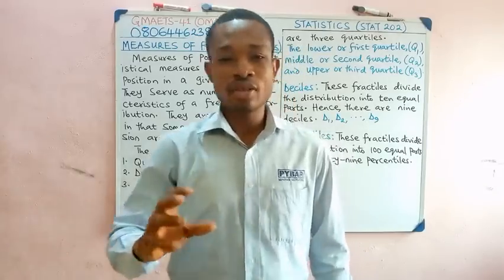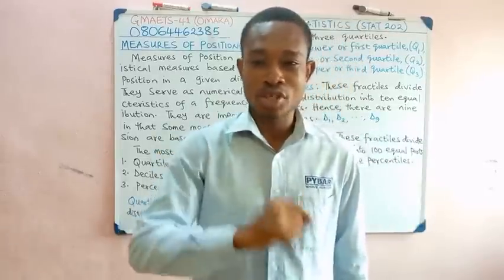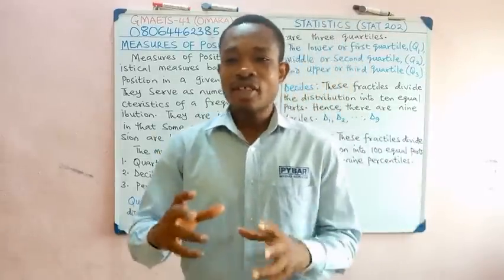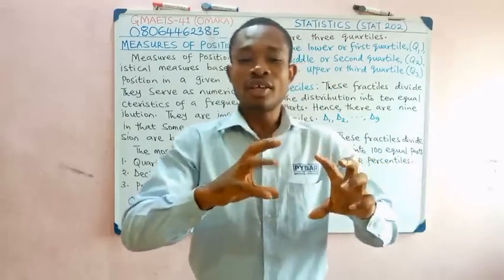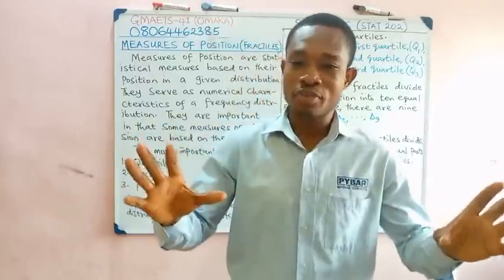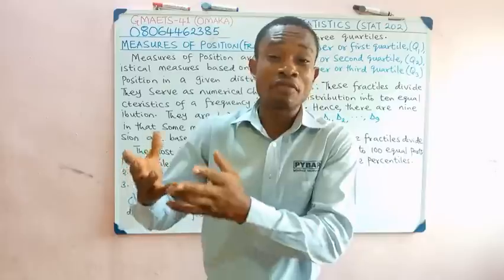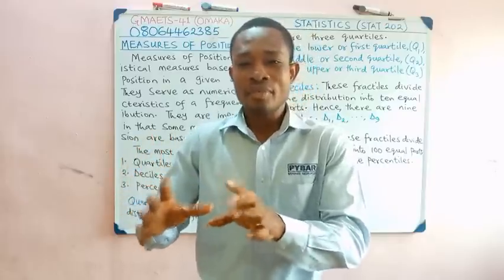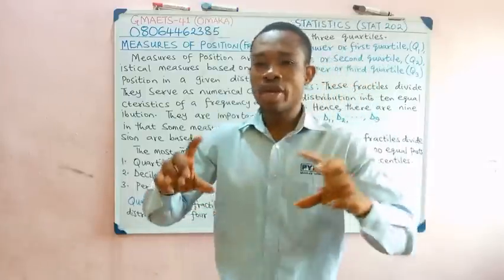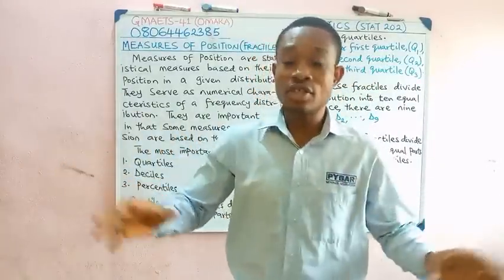In this video, we now turn our attention to another measure of position, also known as fractiles. Fractiles in the sense that they represent the fraction of certain values as given in the whole distribution. Although somewhat similar to measures of central tendency, they are not exactly the same, because these measures of position are used to locate the position of any observation in the given distribution.